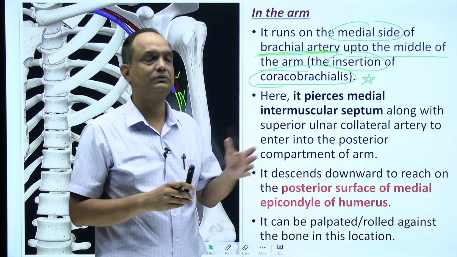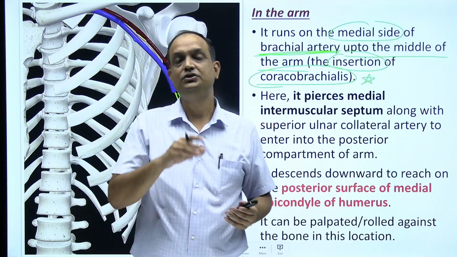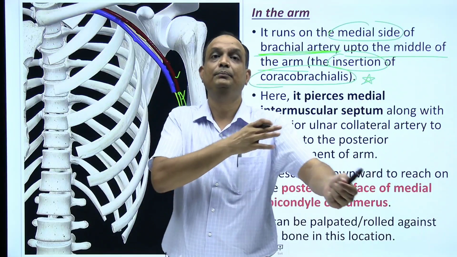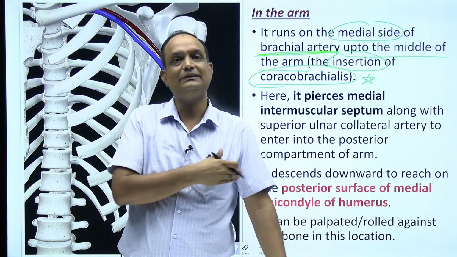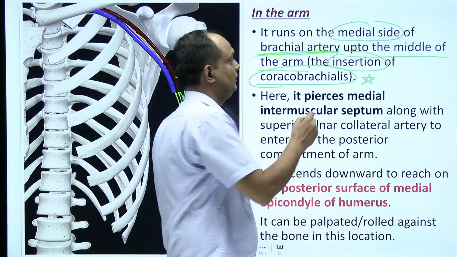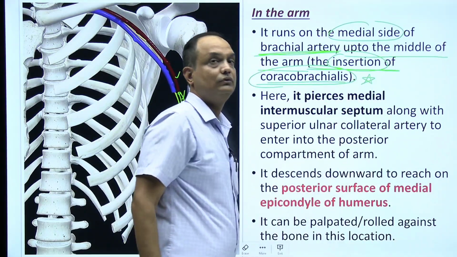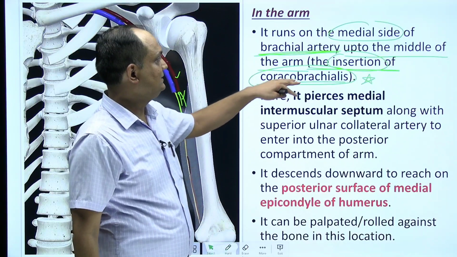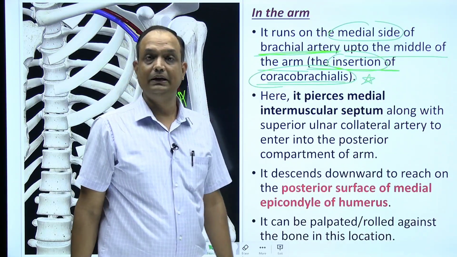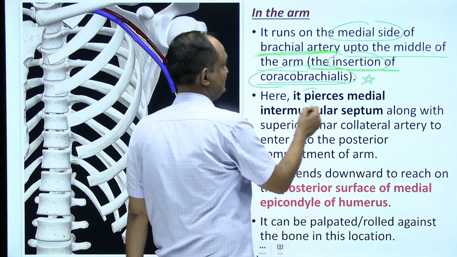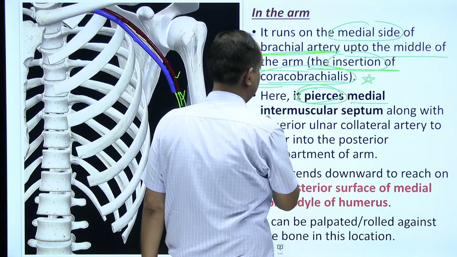So, you have this question in the exam: what are the changes taking place in the mid of the arm? So, how will you decide the mid of the arm? For that, you have this landmark, the insertion of coracobrachialis. At this level of the insertion of coracobrachialis, the ulnar nerve pierces the medial intermuscular septum.